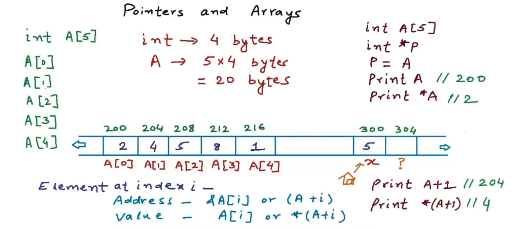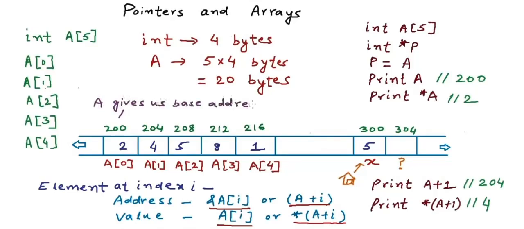Now this is an important concept. We can write ampersand AI or A plus I for each other and they mean the same, and we can write AI or asterisk A plus I for each other and they mean the same. The address of the first element in the array can also be called the base address, and simply using the variable name A gives us the base address of the array.